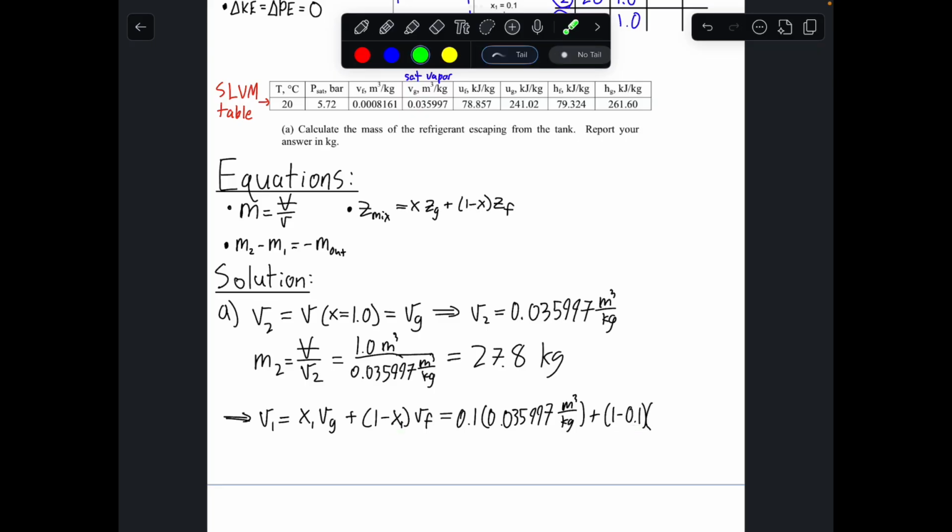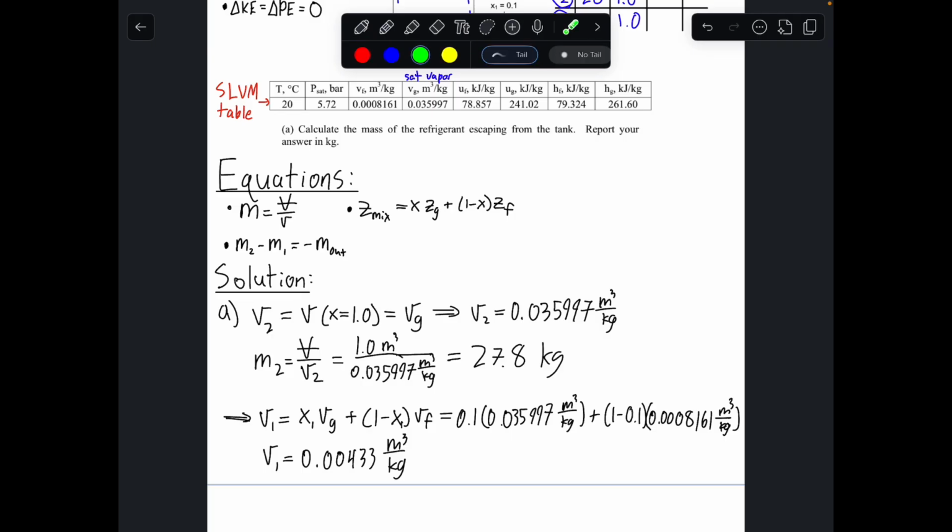Now we can get this from the table as this value right here. So that's 0.0008161 meters cubed per kilogram. And so if we plug this all into our calculator, we should get V1 is equal to 0.00433 meters cubed per kilogram.